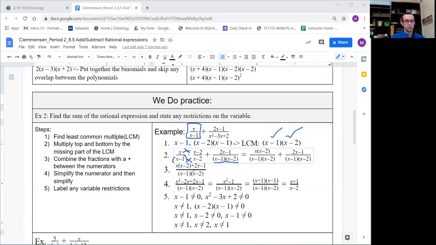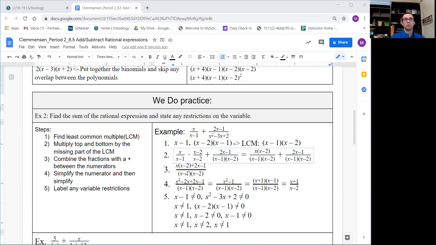So now for step 3, this is probably the easiest step as long as you've done everything else right. I just combine my two fractions. Leave the denominators the same, add the numerators. I get x times x minus 2 plus 2x minus 1 over these. So same thing we did when we add fractions.